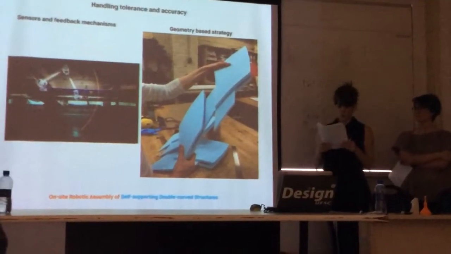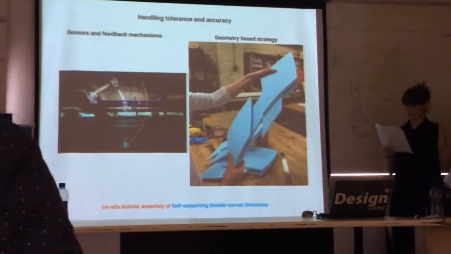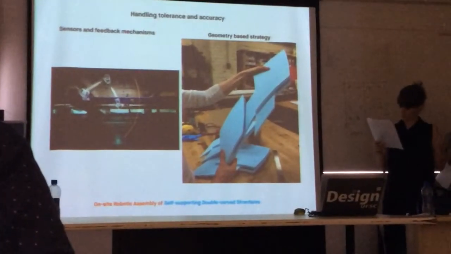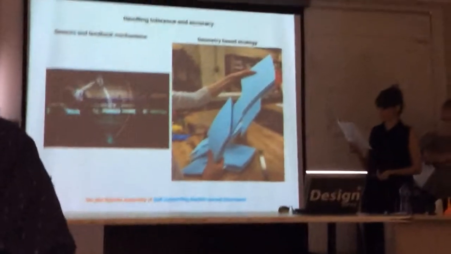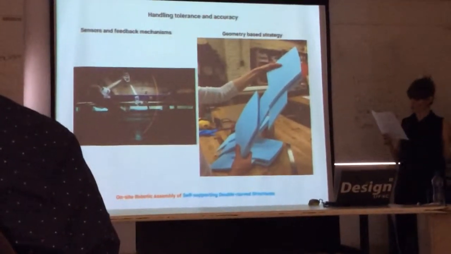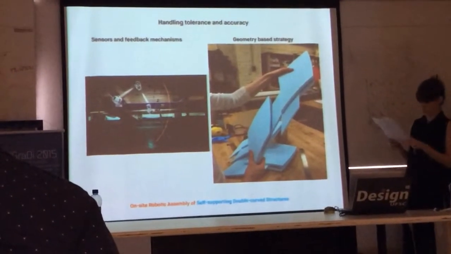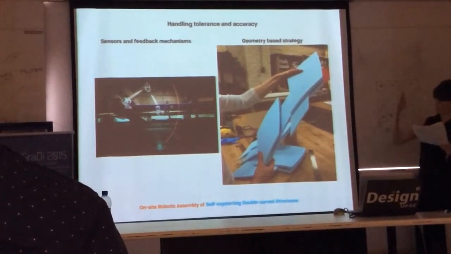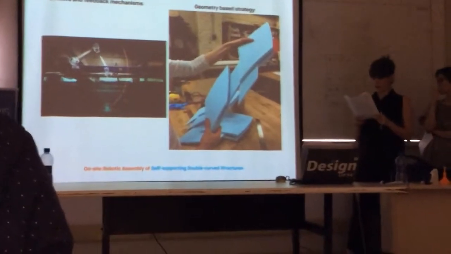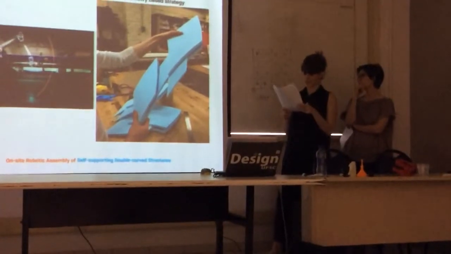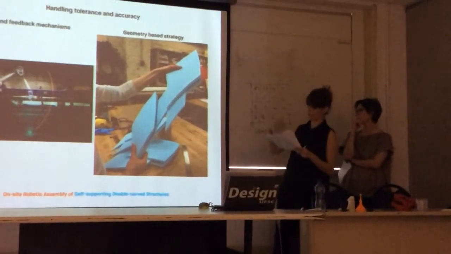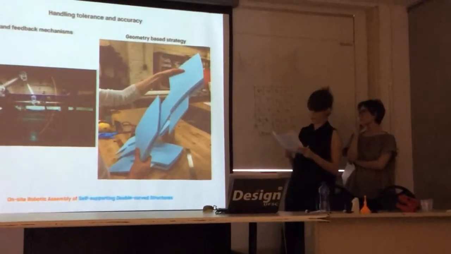Because this robot has no capabilities of sensing and understanding the environment, one of the main problems in robotic assembly of complex structures is handling material tolerance and controlling overall accuracy. Currently, and this you can see on the left, robotic assembly research projects embed intelligence in high-tech systems and devices such as sensor and feedback loop mechanisms.